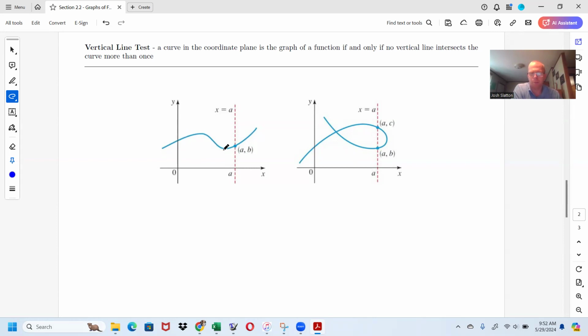So this one gives an example. X equals a, so this vertical line here only touches the graph once, and we can also see if we draw any other vertical line, it will only cross the graph exactly once. Or even, if this graph does stop there, then these vertical lines out here would not cross at all, which is also fine. We're just looking to make sure that no vertical line crosses it more than once. So this one is a function.